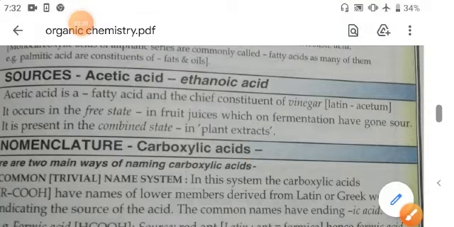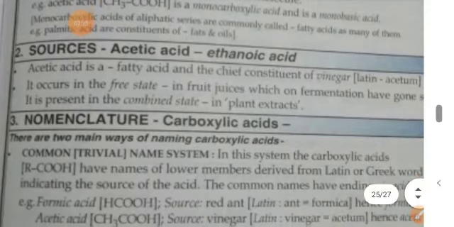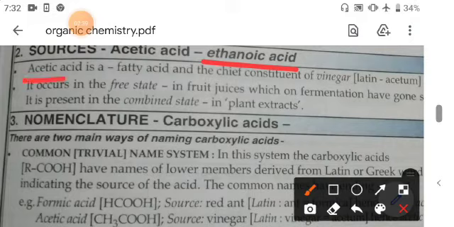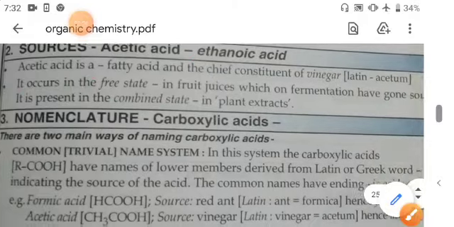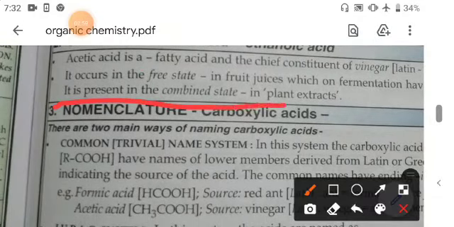Now sources of acetic acid. It is a carboxylic acid, also called ethanoic acid. Acetic acid is a fatty acid and a chief constituent of vinegar. Its Latin name is acetum. Now it occurs in the free state in fruit juice which on fermentation has gone sour, and it is present in the combined state in plant extracts.